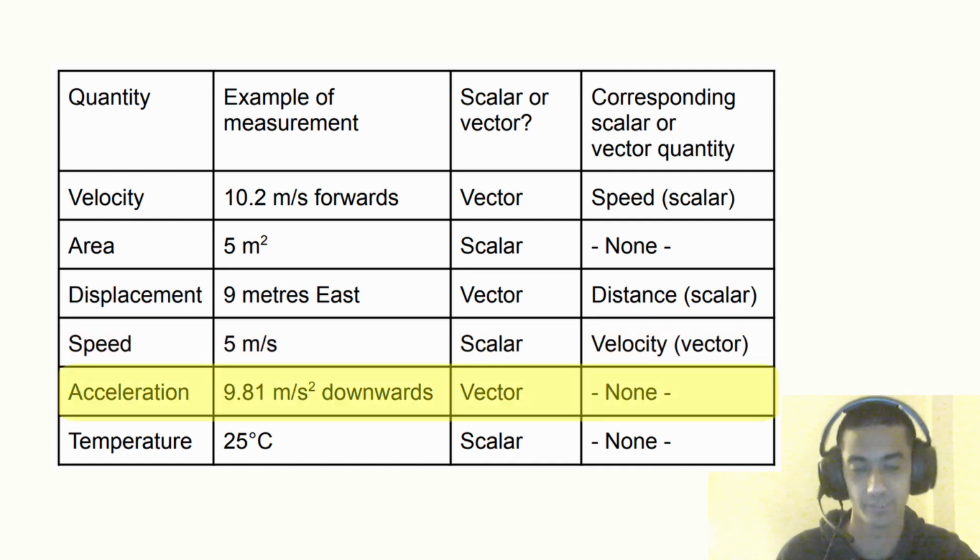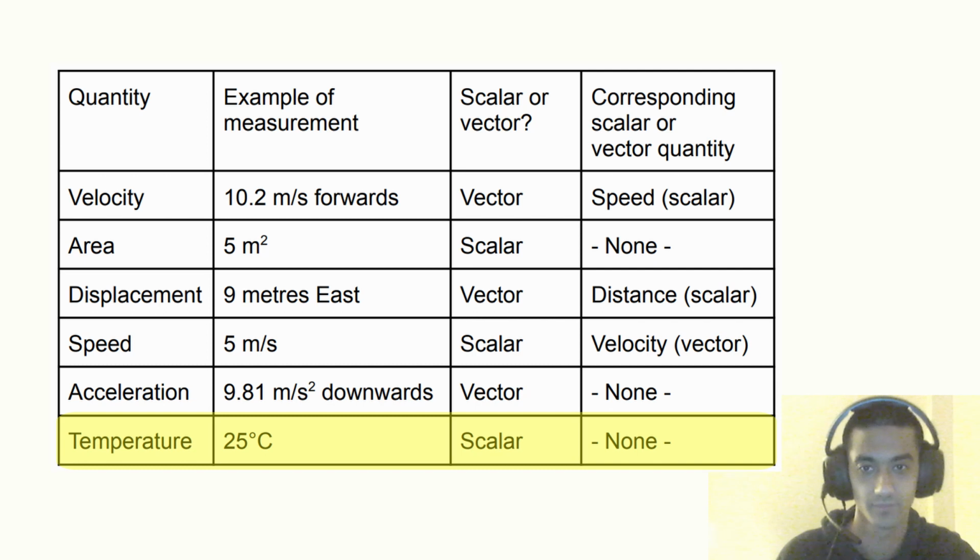Next, we have 9.81 meters per second squared downwards. This is an example of acceleration, and since the direction was defined, it is a vector quantity. However, acceleration is a vector quantity that does not have a corresponding scalar quantity. Next, we have temperature, an example of which is 25 degrees Celsius. This does not have a direction, so it is a scalar quantity. Since it is not possible to attach a direction to a temperature, there is no corresponding vector quantity.